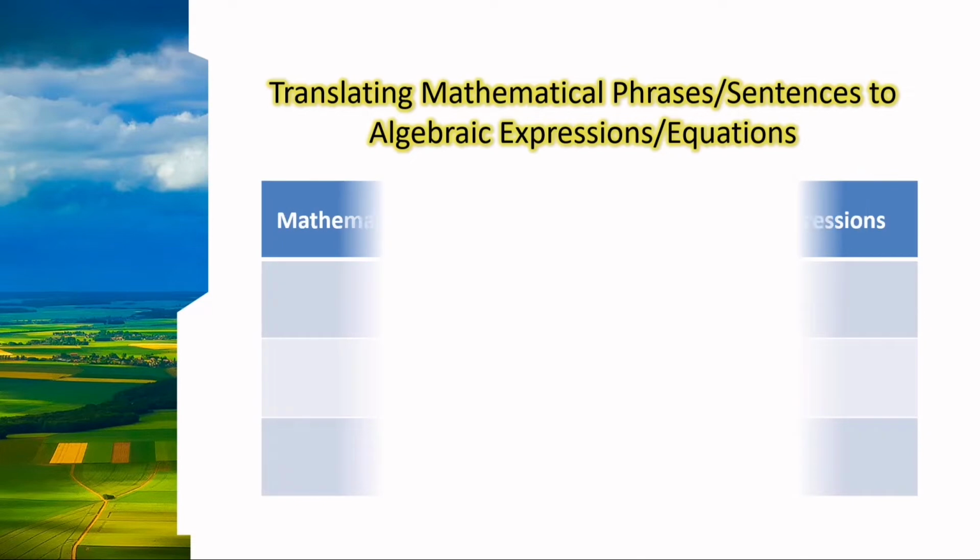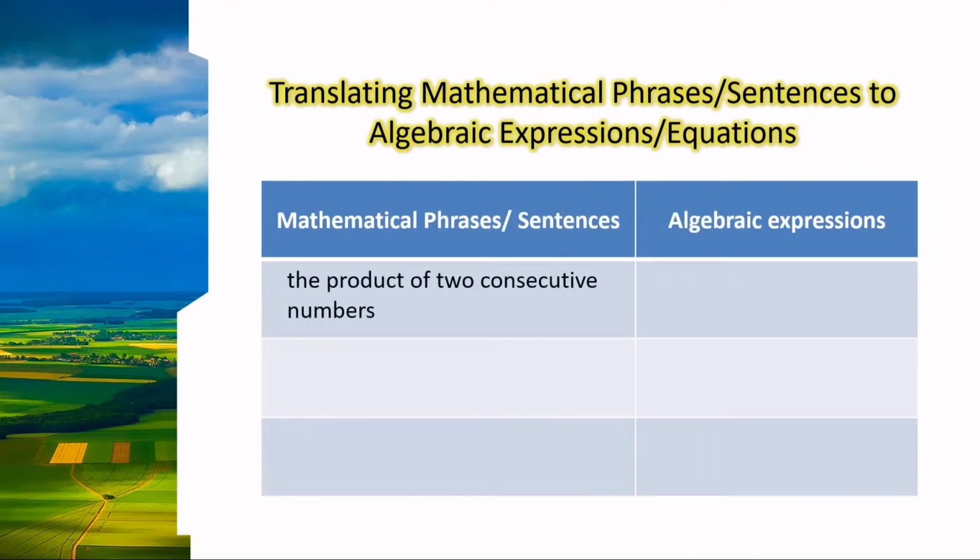So let's have first this one. The product of two consecutive numbers. So how are you going to write this mathematical phrase into an algebraic expression? Yes, remember that we make use of the letters from the alphabet to represent any number. So that's what we call the variable or the literal coefficients.